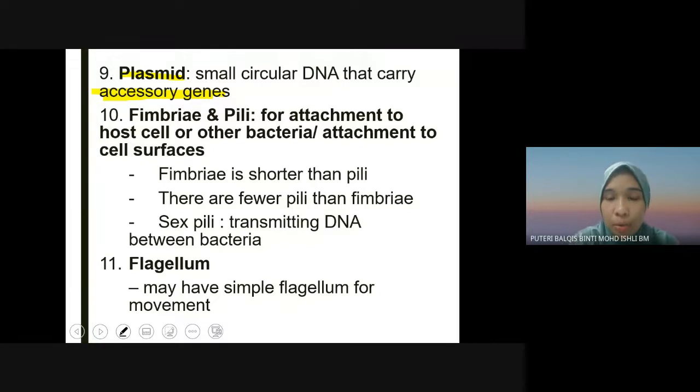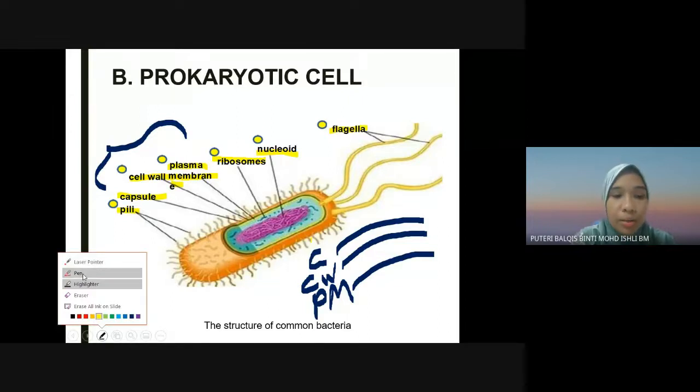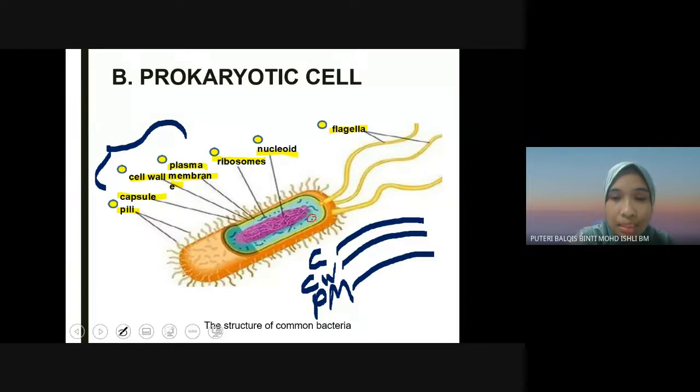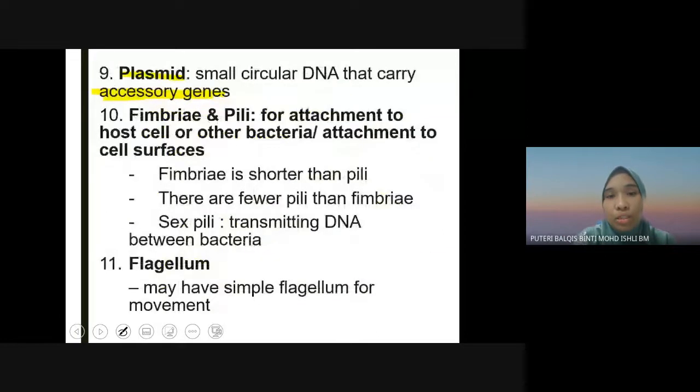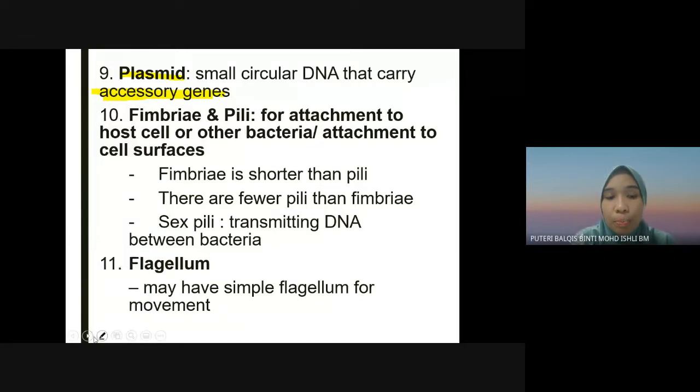So kalau dalam prokaryot ni, okay, tak tunjuklah dalam gambar ni. Tapi kalau dalam bakteria atau prokaryot, dia akan ada satu structure dikenali sebagai plasmid. Okay, bulat kecil je plasmid. And it's double stranded DNA. Okay, plasmid tu function dia adalah untuk carry accessory gene. Contoh accessory tu adalah gene that resistant to ampicillin. Okay, nanti awak akan belajar details lah dalam topik 8, recombinant DNA technology.